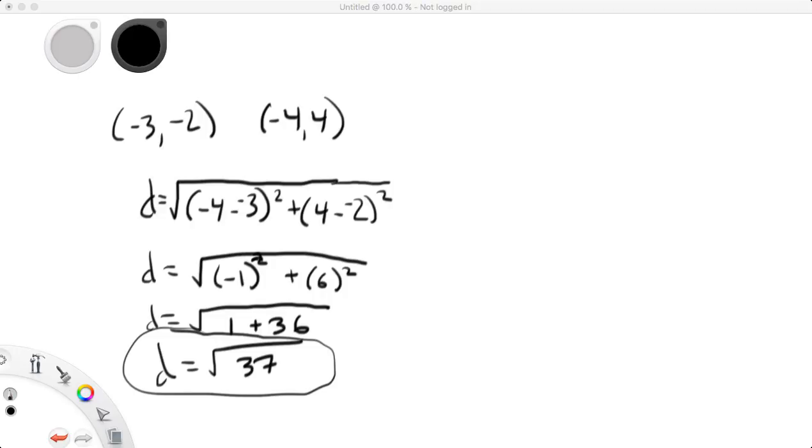37 is, I believe, a prime number. It is, in fact, a prime number. So we just leave it like that. Distance equals the square root of 37. You could obviously find the square root on the calculator and approximate it with some kind of decimal, but in this case, we're just going to leave it as d equals the square root of 37. And that's how you use the distance formula.